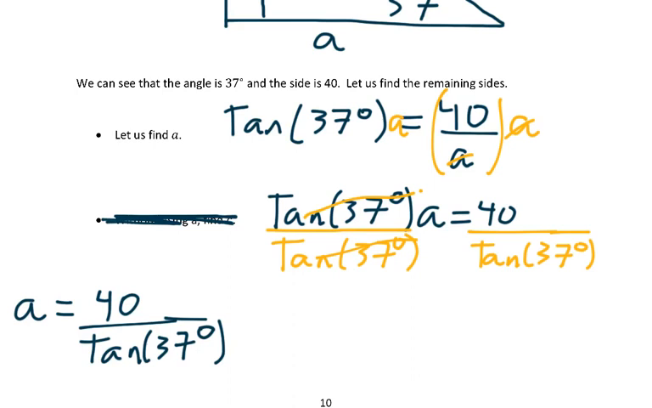So make sure also in your calculator, you're in degree mode. If you're in radian mode and you type in 37, then press tangent, what's going to happen is the calculator will think you want tangent of 37 radians. And that's not what we want. We want tangent of 37 degrees. So make sure your calculator's in the right mode.